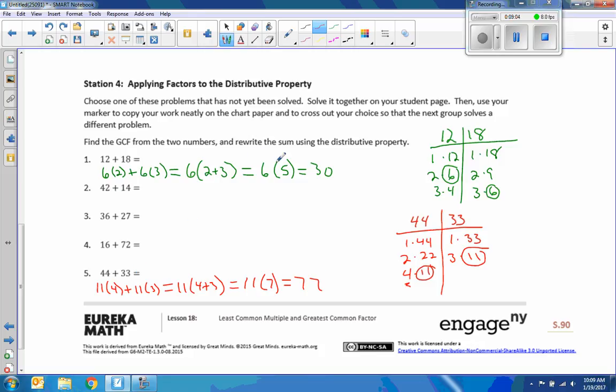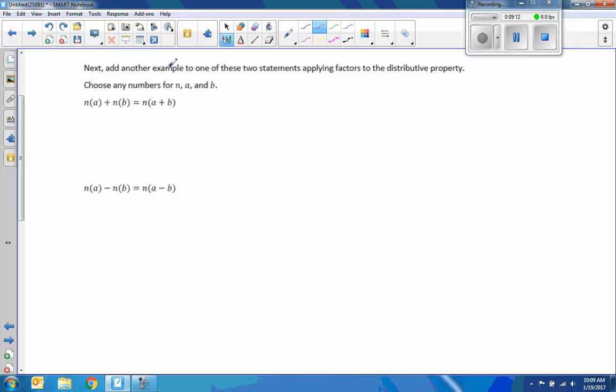Okay? And that's a little lesson on the distributive property, so it might not be a bad idea for you to try these three. Okay? And here's the rule. Add another example to one of these two statements applying factors of the distributive property. Choose any number for n, a, and b. I can choose any number. So if I chose n to be 5, a to be 4, n again is still 5, b, let's make b 3. So if I said n equals 5, a equals 4, and b equals 3, this is called substitution. n times a plus b, our new n was 5. That's going to equal 5 times 4 plus 3.